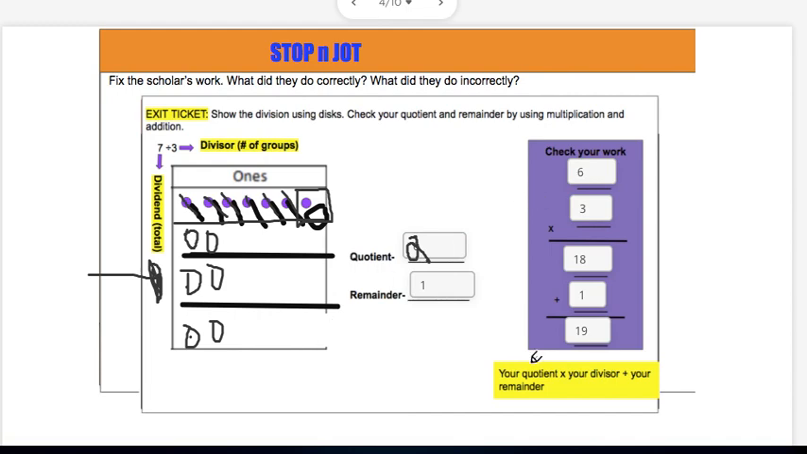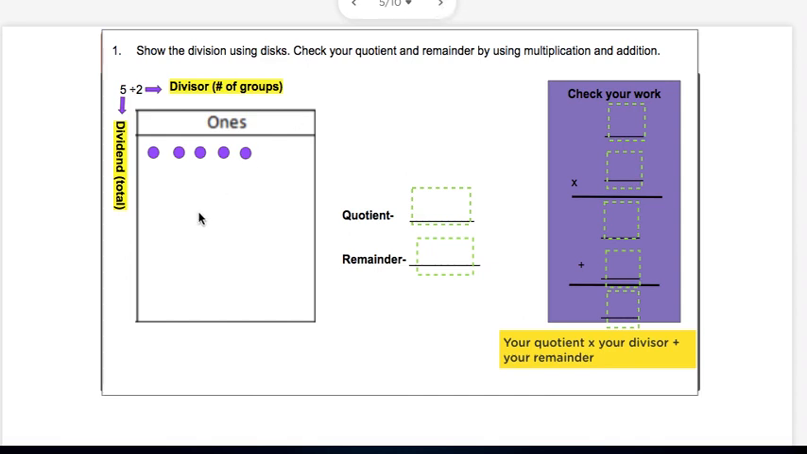Now I'm able to show my work. My quotient would be 2. My divisor, they got that correct. My divisor is 3. 2 times 3 gives me 6, you guys. And then I'm adding my remainder. 6 plus 1 gives me 7. Does this match my total? Yes. Thanks, guys, for working with me to help fix our scholars' misconceptions. Let's go ahead and apply this to our first problem.